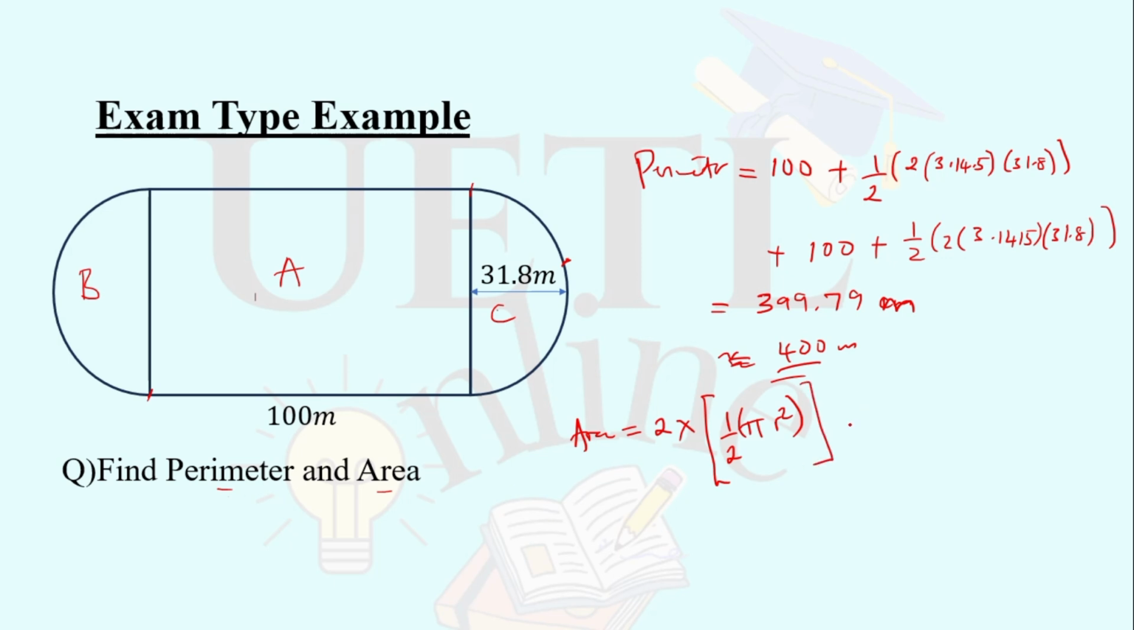Then we're going to add it with the area of A. For the area of A, you are just going to say length times width. Substituting this, you're going to say 2 times a half here, then our pi, in this case, I'm going to use 22/7, and our radius is 31.8. Then plus our length is 100 and our width in this case is 31.8 plus 31.8, because this radius starts from here to the circumference. So our width is 31.8 plus 31.8.